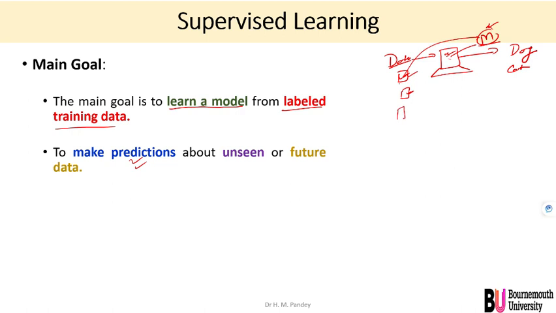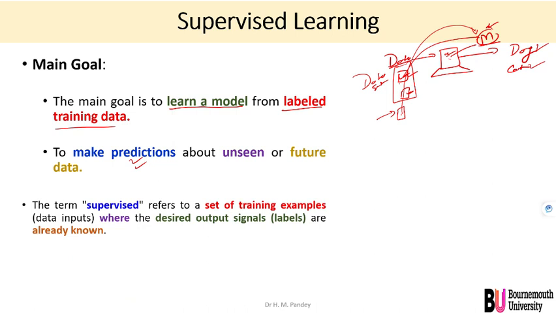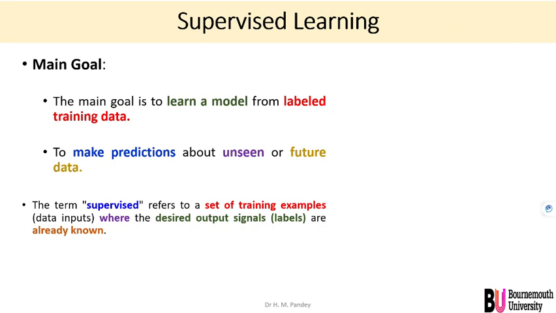So in future, if you process any new data, that is not in your data set, and new data comes in a real-time system, then your model should be capable enough to process this data and tell you whether the new image is a dog or a cat. So make prediction. The term supervised refers to a set of training examples where desired output signals are already known. So you are clear that the image is of a dog, the image is of a cat. So this is supervised. That is why we call it supervised.